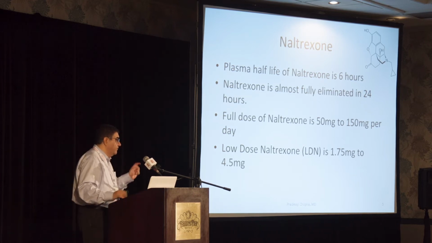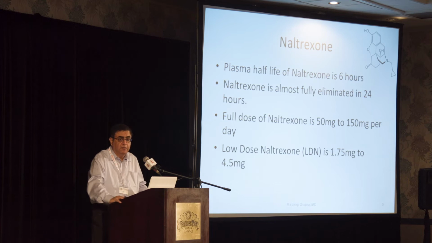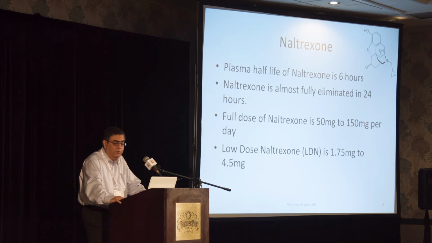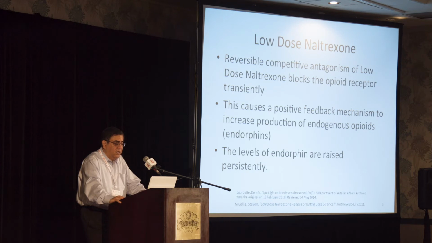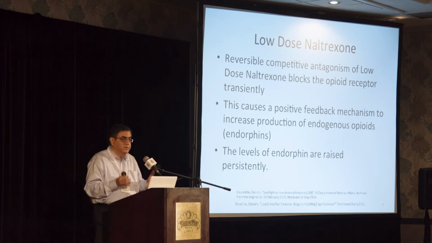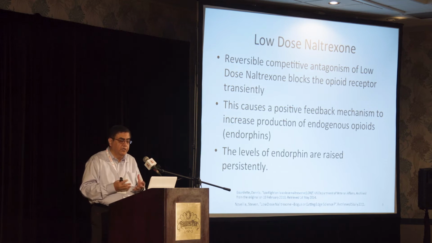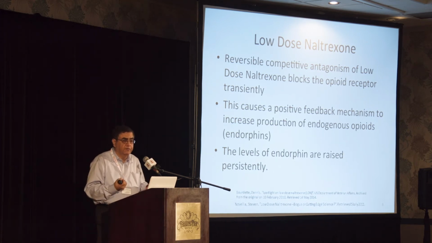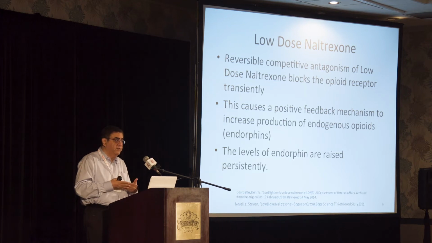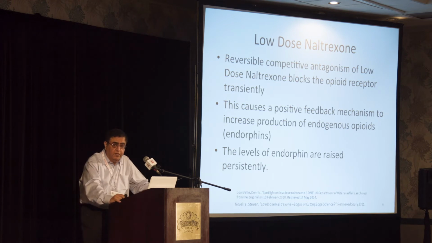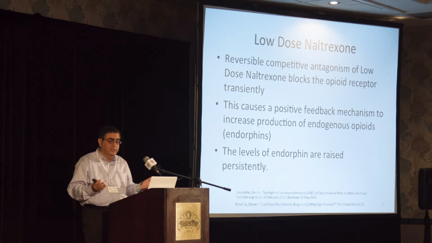But that's when you're taking a full dose, which is 150 milligrams per day. Over here, we're talking about low-dose naltrexone, which varies from 1.75 milligrams to 4.5 milligrams. When you give someone low-dose naltrexone, it blocks the opioid receptor for a very short time because it's a very small dose. Instead of giving them 150 milligrams, we're now giving them 4.5 milligrams. It blocks only a few of the receptors.